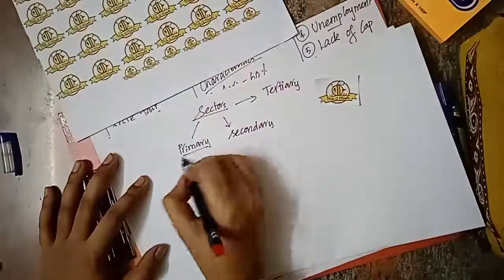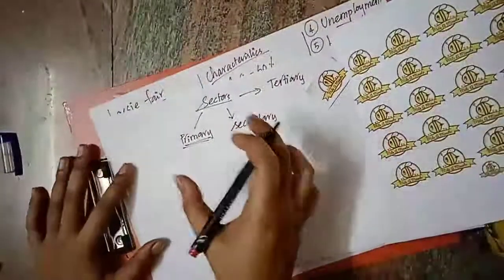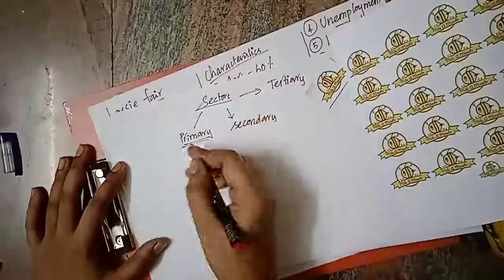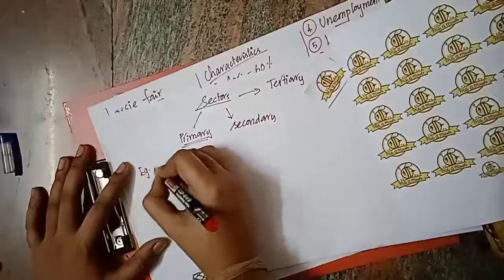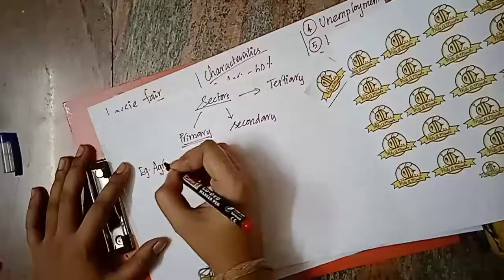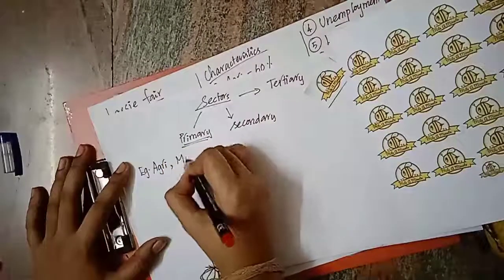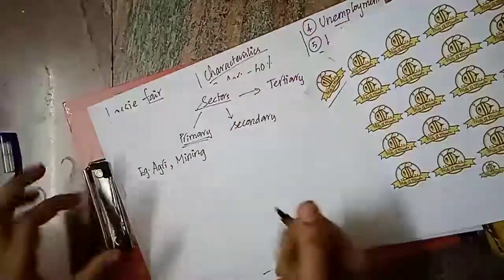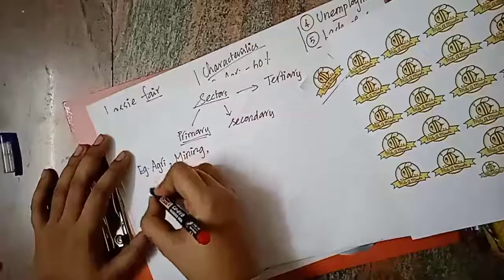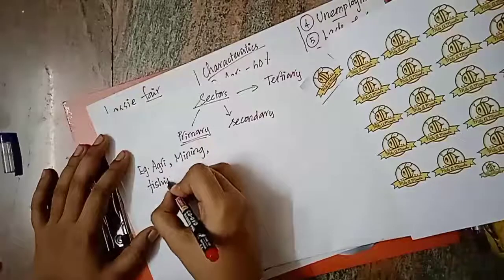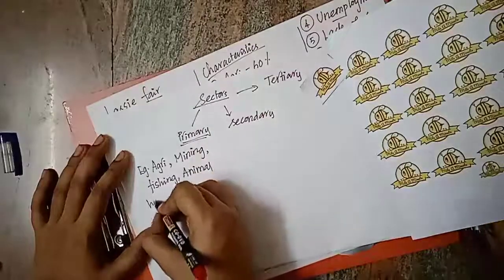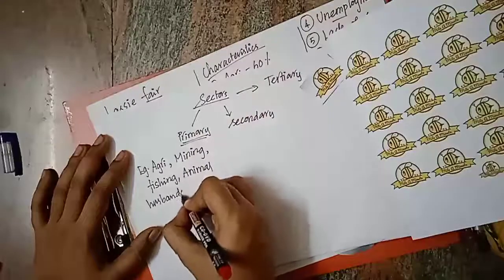How can we define primary sector? This sector contains things that are directly exploited from nature. Say agriculture. In agriculture, things are directly taken from nature, right? So agriculture, mining. In mining also, we are taking things directly from nature. So exploiting things directly from nature: mining, and we can also say fishing, animal husbandry, forestry. Everything comes under primary sector.